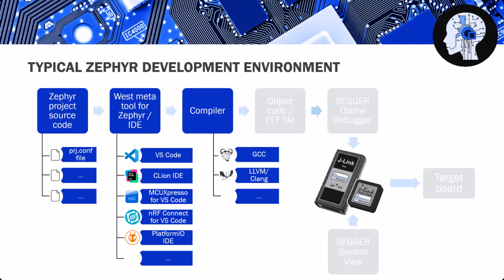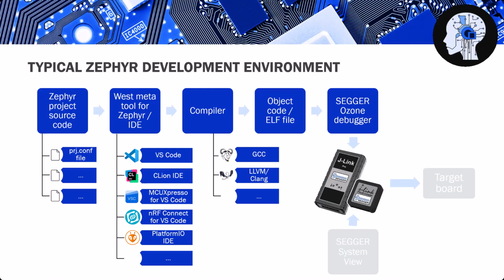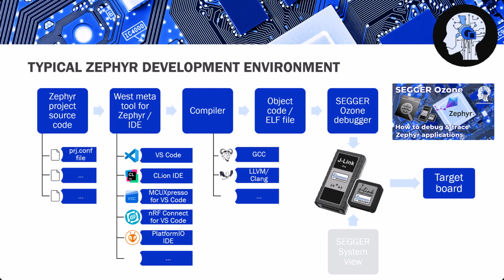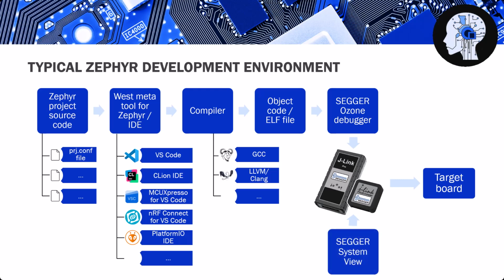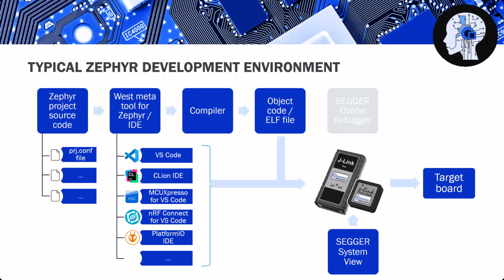This typically results in an executable ELF file that also includes all required debug information. You can then open that ELF file with SEGGER Ozone and debug or trace your project on your target board using a SEGGER J-Link or J-Trace probe, as shown in a separate embedded head video. But in addition to that, you can also visualize and analyze your Zephyr application using SEGGER SystemView. Note that you don't need to use Ozone for this. You can use your development environment to flash the target board with your application using your J-Link.